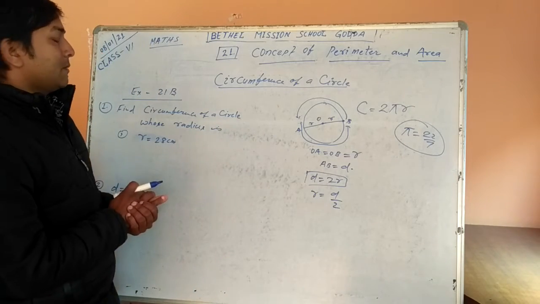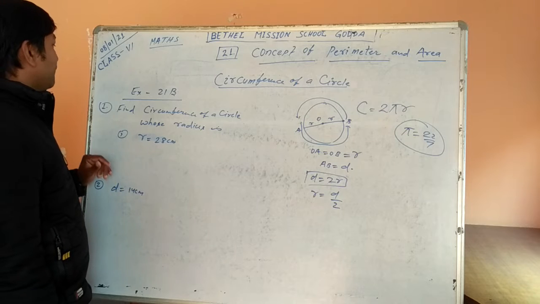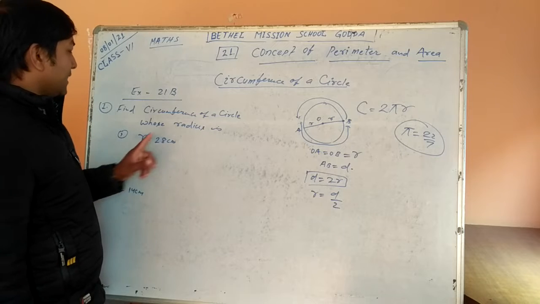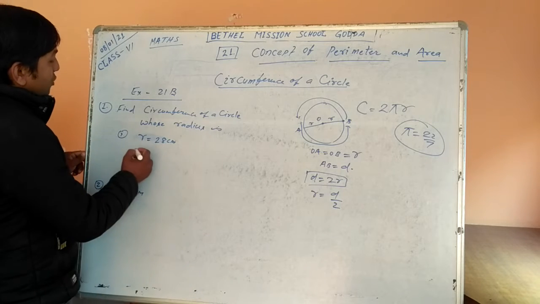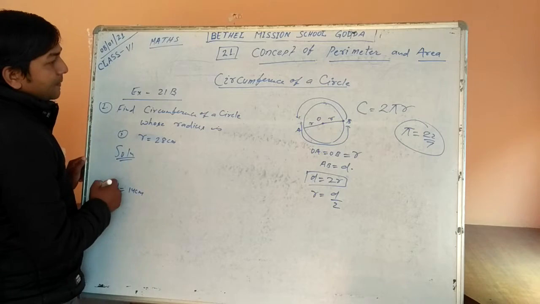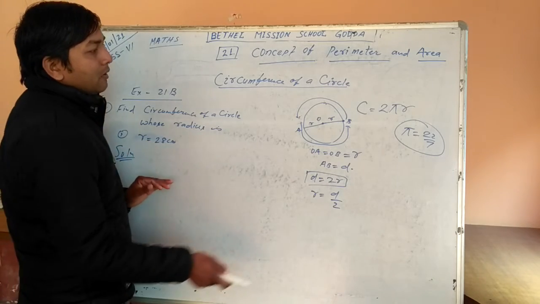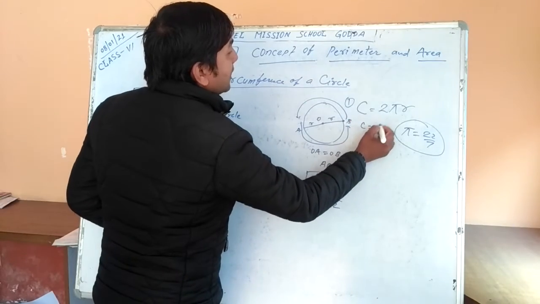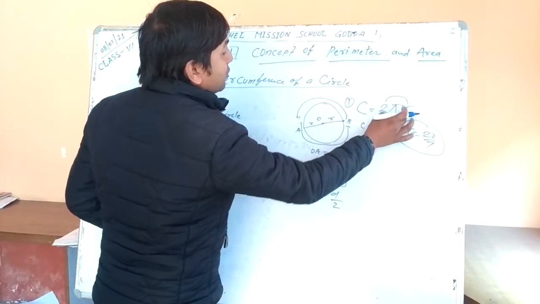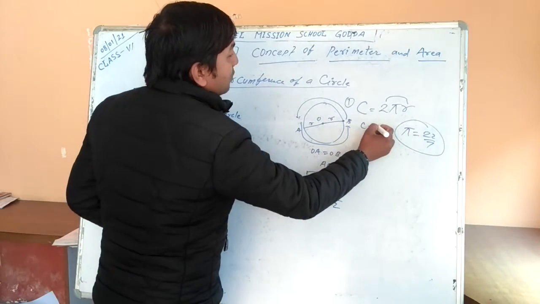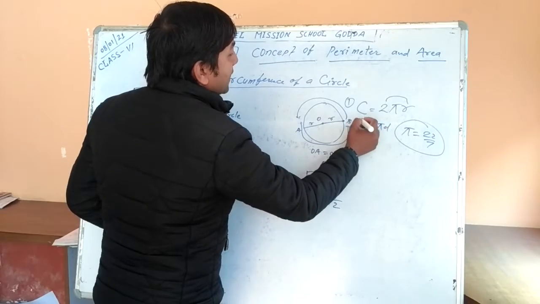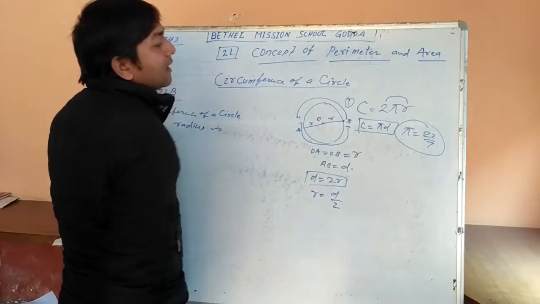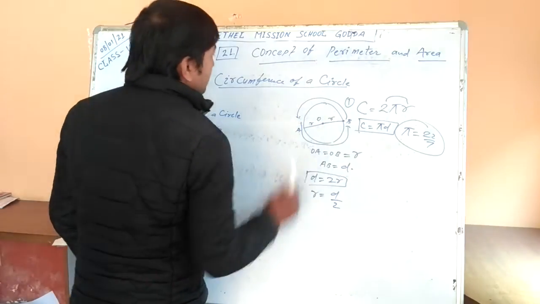Now I have taken a few examples from exercise 21B. Find the circumference of a circle whose radius is given, 28 centimeter. So radius is given. Now one more formula here. C equals 2 pi r. 2r equals d, so C equals pi into d. That is the second formula. When the diameter is given, you have to use this formula. When the radius is given, you use the first formula.